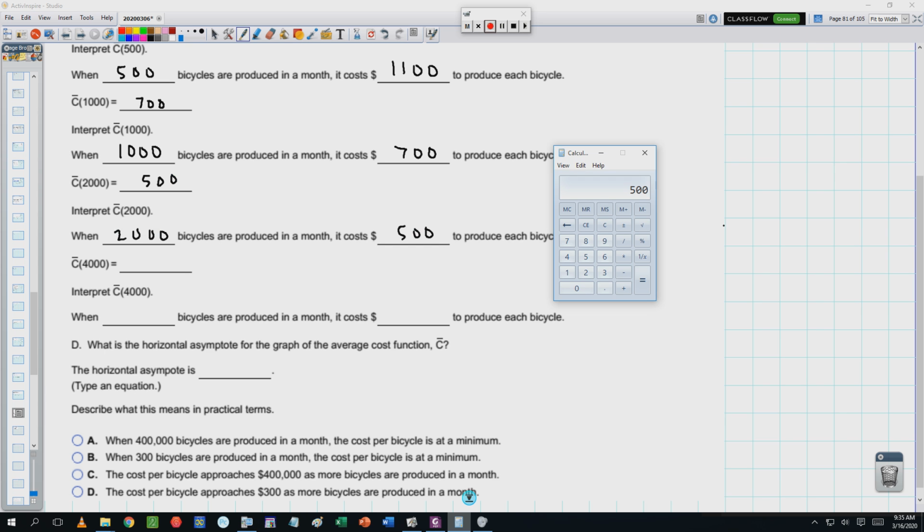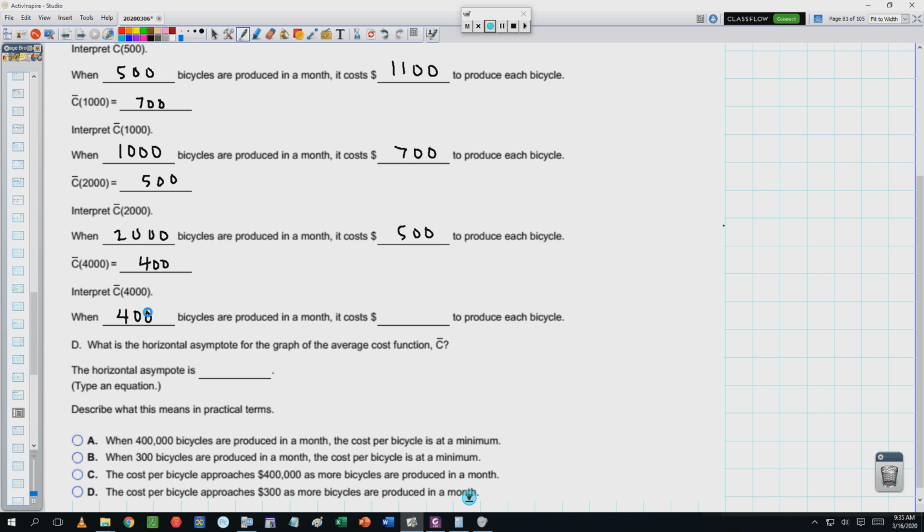C bar of 4,000: 300 times 4,000 plus the 400,000, divide that by 4,000. 400. So when we make 4,000 bikes, it's costing us 400 to produce each.